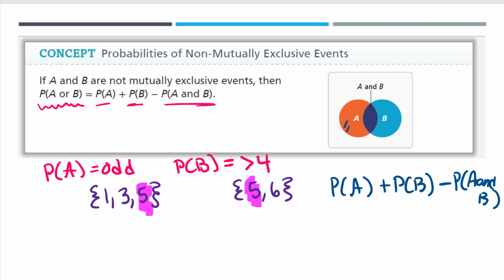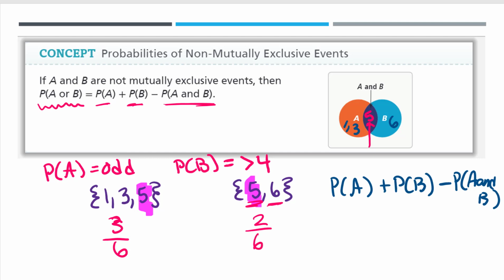So I'm going to change what this looks like in our Venn diagram. I'm going to put the 1 and the 3 in the A, and I'm going to put the 6 in the B, and then I'm going to put the 5 in that overlapping space. So if I find the probability of this, the probability of event A is 3 over 6. The 1, the 3, and the 5, that's 3 favorable outcomes out of a total of 6. The probability of B is greater than 4, so that's 2 outcomes over 6.